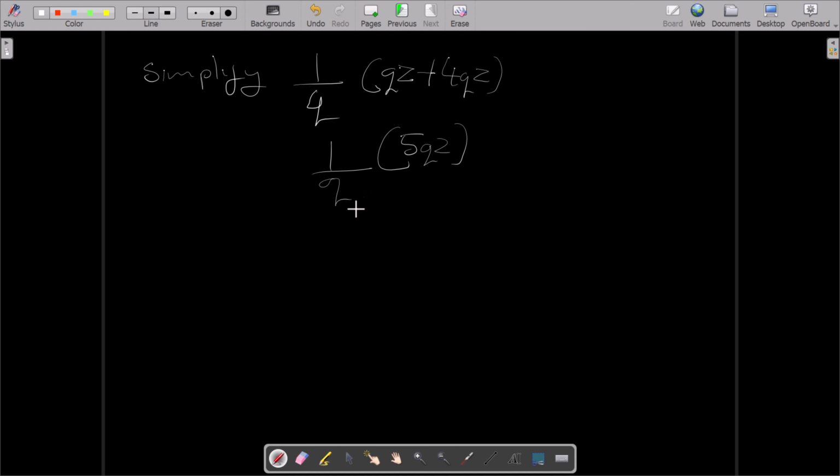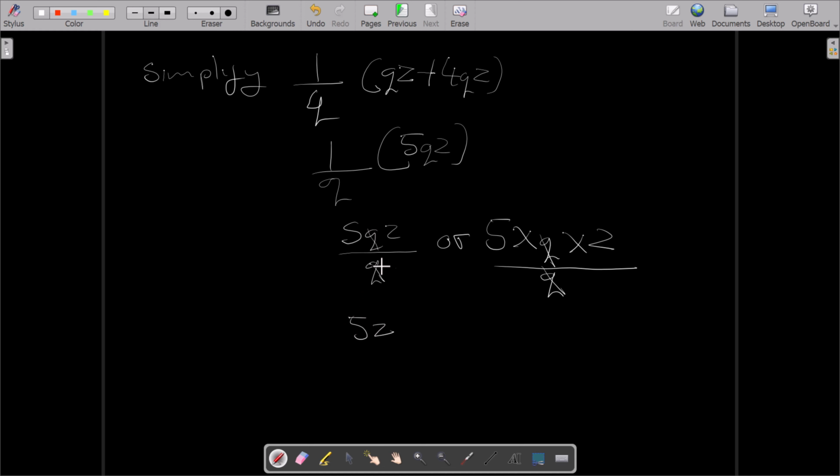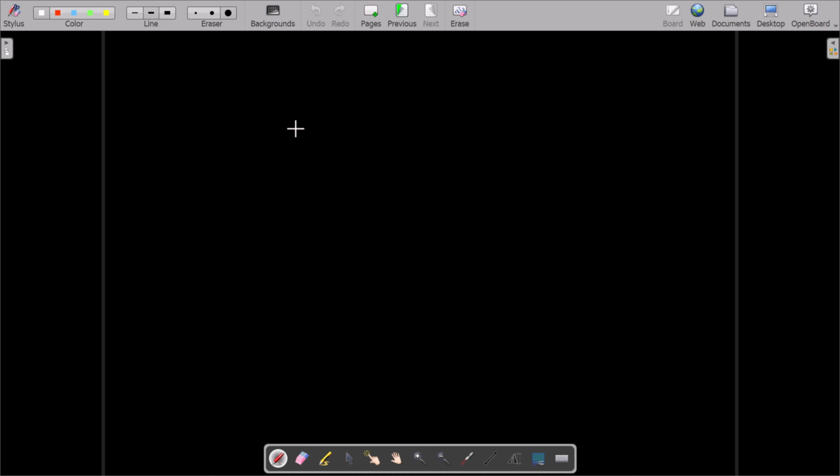After getting 5qz, you simplify, you get 5qz all over q. So this q and this q will be cancelled because it is similar to 5 times q times z all over q. So this q and this q we can cancel. Then we remain with nothing but 5z. So here we are saying we can cancel this and this. Okay, let us take a look into another question.